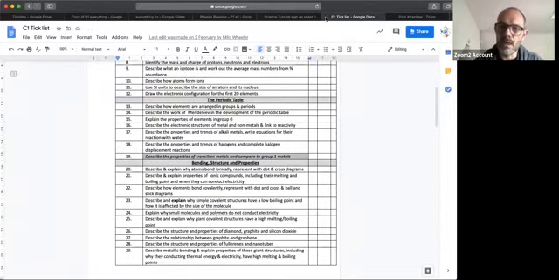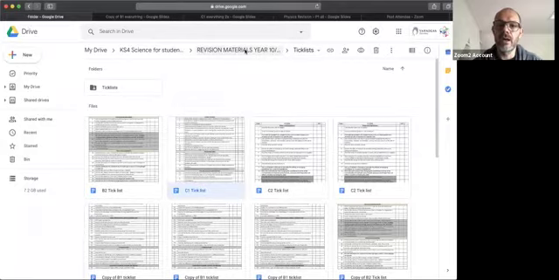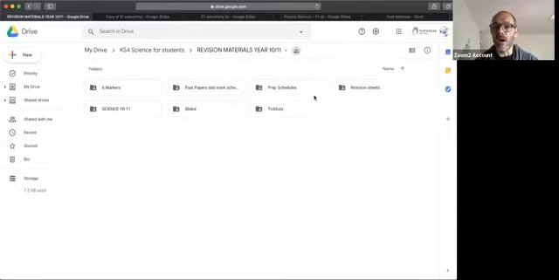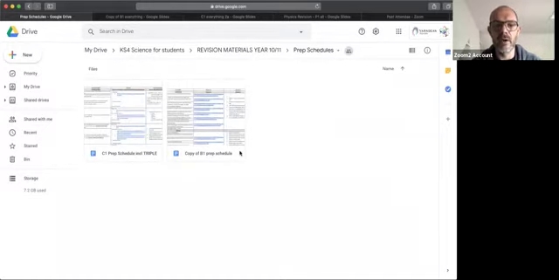Other people quite like to use the prep schedules. I personally think prep schedules are better, but I've left both in there because some people prefer the tick lists. The two that are in there at the moment are the first two, B1 and C1, but they're all going to go in there over the next day or so. I'm just moving them across and cleaning them up a little bit.